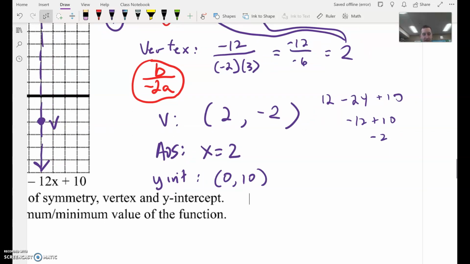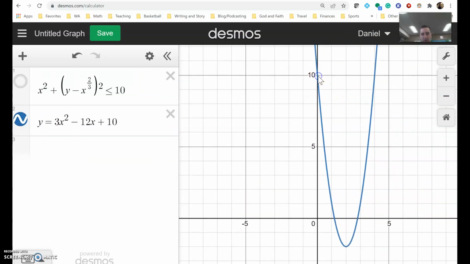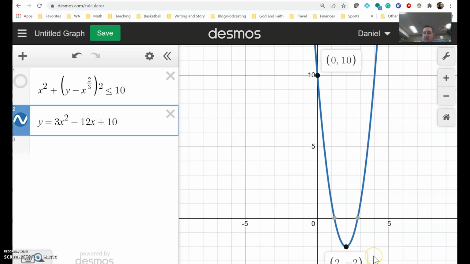Is that true? That's pretty high. Let me go check. Look at that. Boom. 0, 10. Vertex is at 2, negative 2. It's even got a couple x-intercepts that we're not going to talk about until next week, but they're there. Which means I'm guessing this point must be 4, 10, if this is 0, 10. Is it? Boom. Because you can just reflect it over the axis of symmetry.